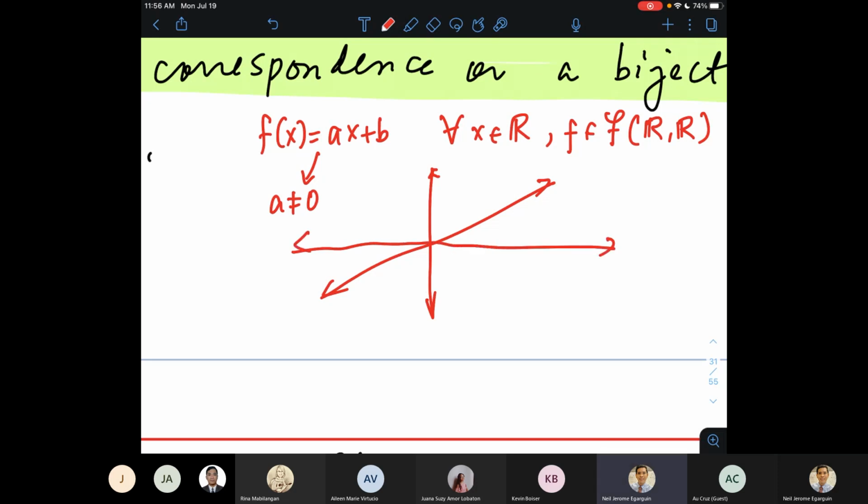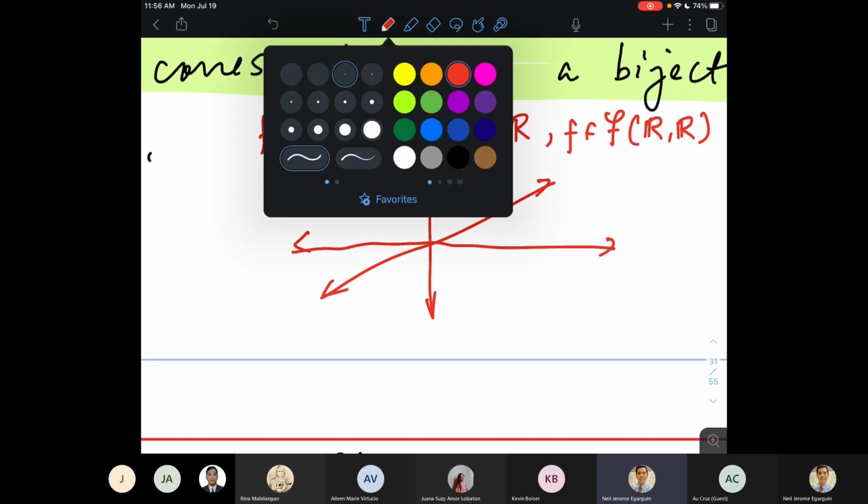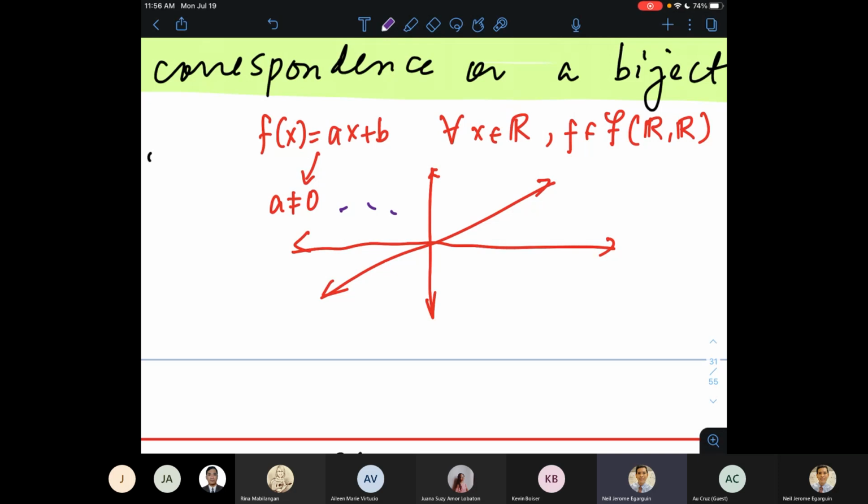Yung graph niya, any linear function has a line as its graph, right? So it will satisfy the horizontal line test kasi kunwari horizontal line yan. So yung horizontal line mo will meet the graph of f only once. So that means it is monic, right? And you see that every value on the y-axis is traversed by the graph. So lagi kang may makikitang pre-image.